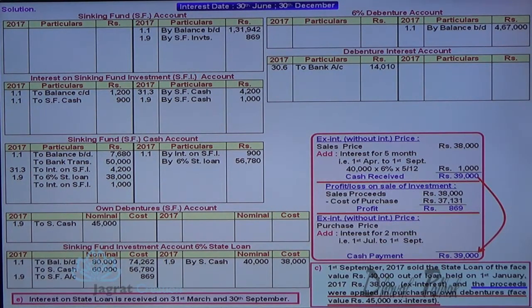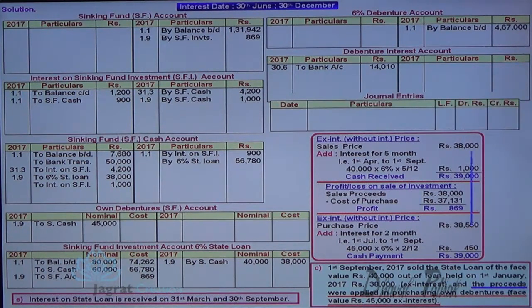Now from this 39,000 I will deduct 2 months interest. 45,000 into 6% into 2 months interest. So this is the interest element. So now I will get the ex-interest purchase price, 38,550. So 38,550 investment in own debenture account debit. This is the debenture interest payment. Notice it, very important point.